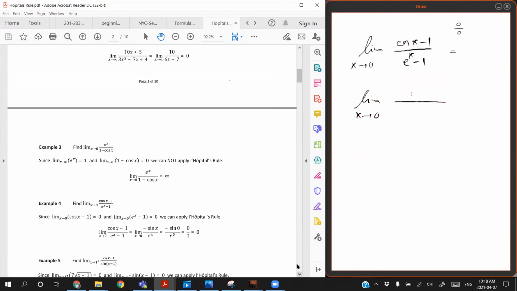The derivative of cosine is minus sine x, and the derivative of e to x is simply e to x. Now at this point, if I plug in 0, I'm going to get 0 on top because sine 0 is 0. At the bottom, I get 1. And what is 0 over 1? That's 0.